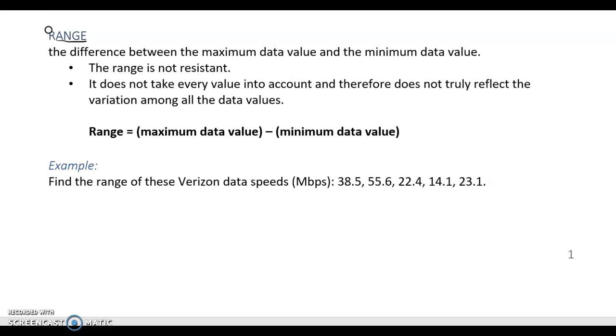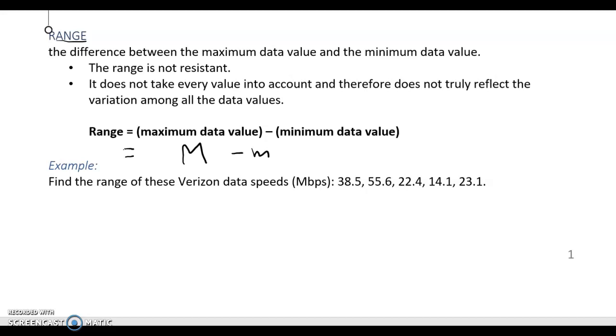The range is the difference between the maximum and minimum data value. The range is not considered to be resistant, which makes sense because it only takes into account your extremes, your maximum and your minimum. It doesn't take every value into account, so it doesn't truly reflect the variation among all those data values. So for range, we say the max minus the min, and sometimes we'll use a capital M minus a small m to denote that.